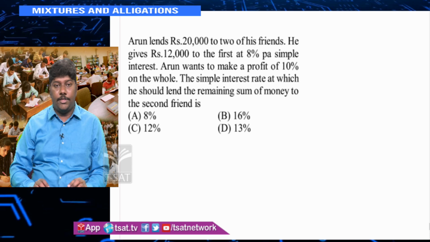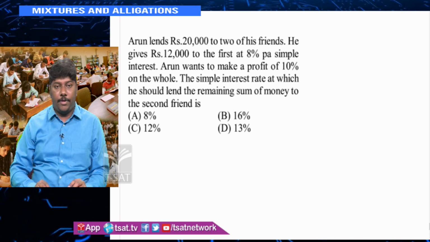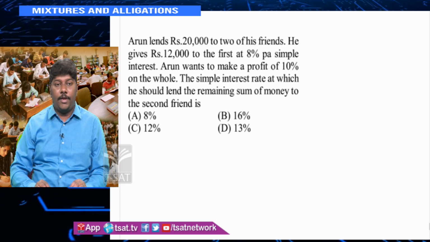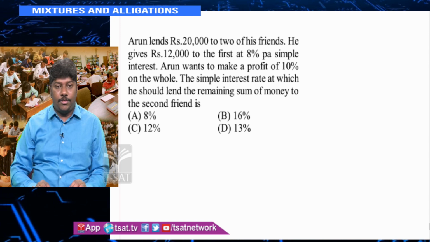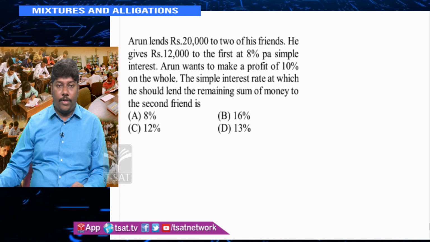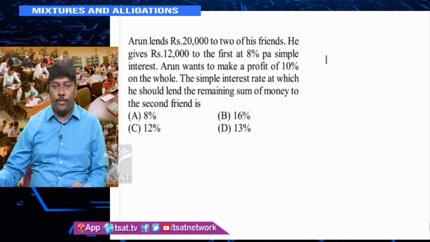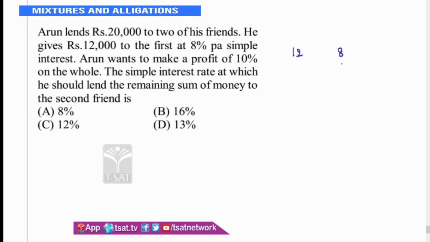Arun lends 20,000 to 2 of his friends. He gives 12,000 to the first at 8% simple interest. Arun wants to make a profit of 10% on the whole. The simple interest rate at which he should lend the remaining sum of money to the second friend. Out of 20, the first fellow is getting 12,000, the second fellow must get 8,000. I'm not interested in these zeros because it's going to be the same, because you want to find the simplest value. So first fellow 8%, Arun wants to make a profit of 10% on the whole.